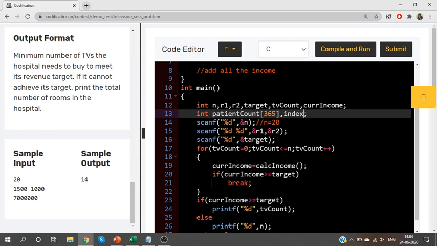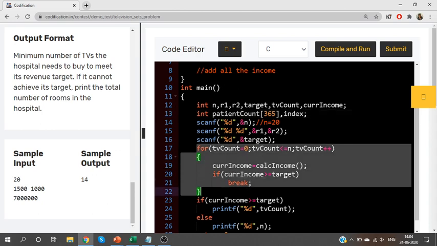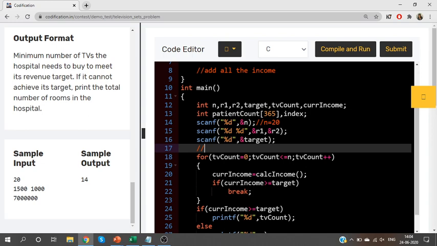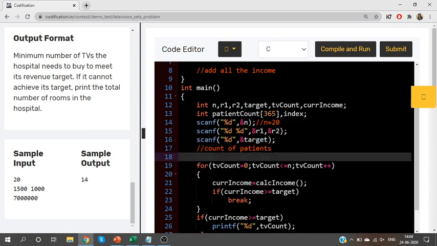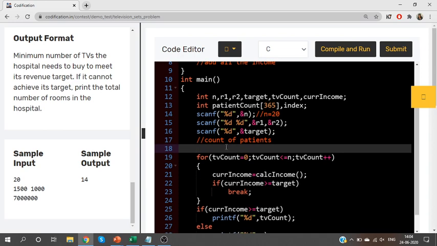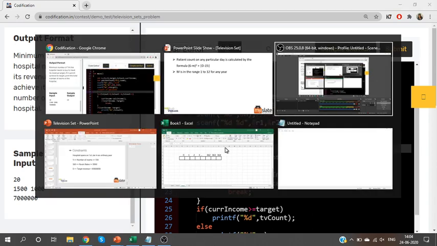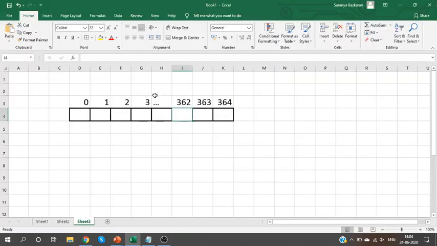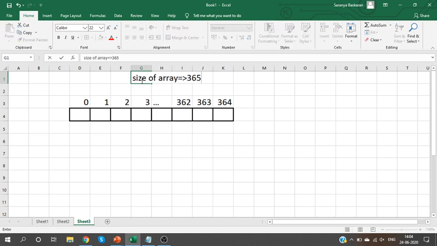Before we go to the income calculation part, we should know the count of patients. How can I know the count of patients? You will have to store it in an array. See, your array is going to be something like this. Size of array is 365, so index will be 0 to 364.